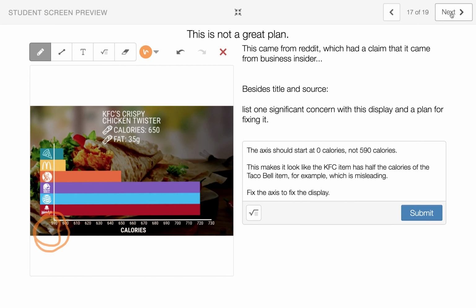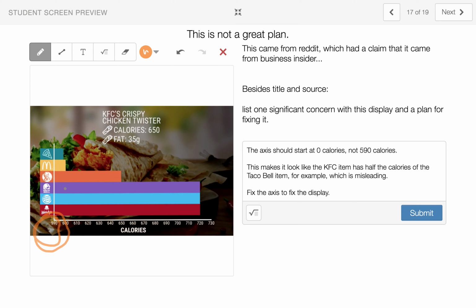This one isn't a great plan. It took me a moment to find this one. When we look at axes on displays, they need to start at 0, or they need to give an indication that they've made a little jump if they don't start at 0. So axes need to be starting at 0, and they need to be evenly spaced out in terms of the units that we're using. This one doesn't start at 0.